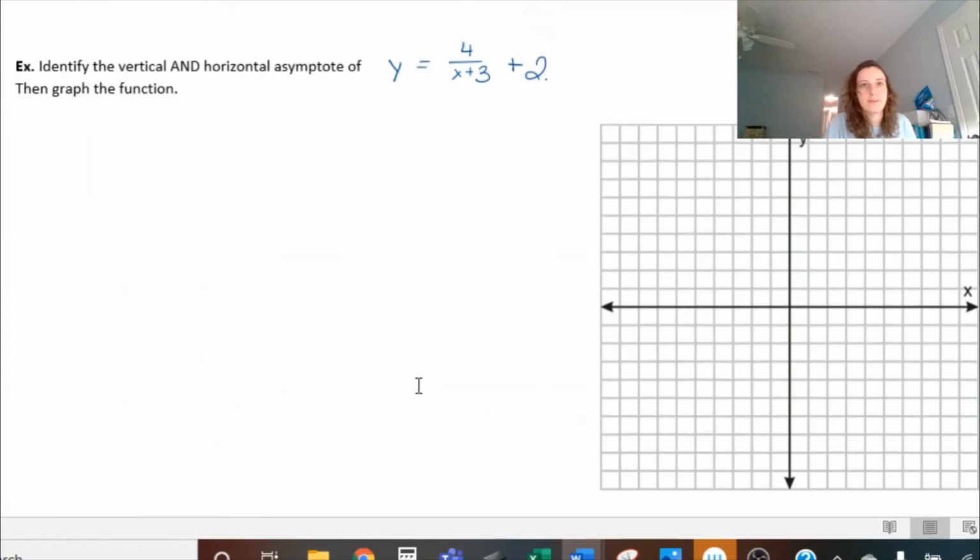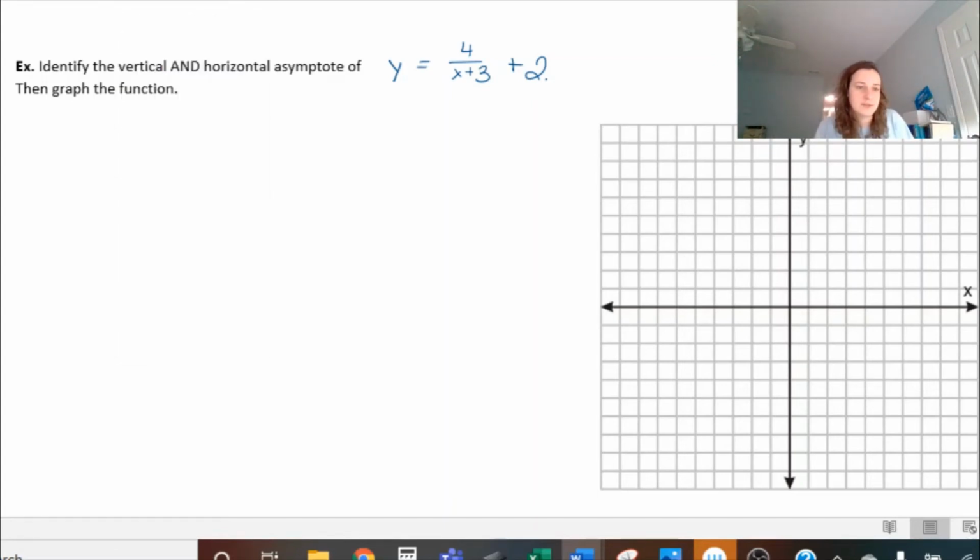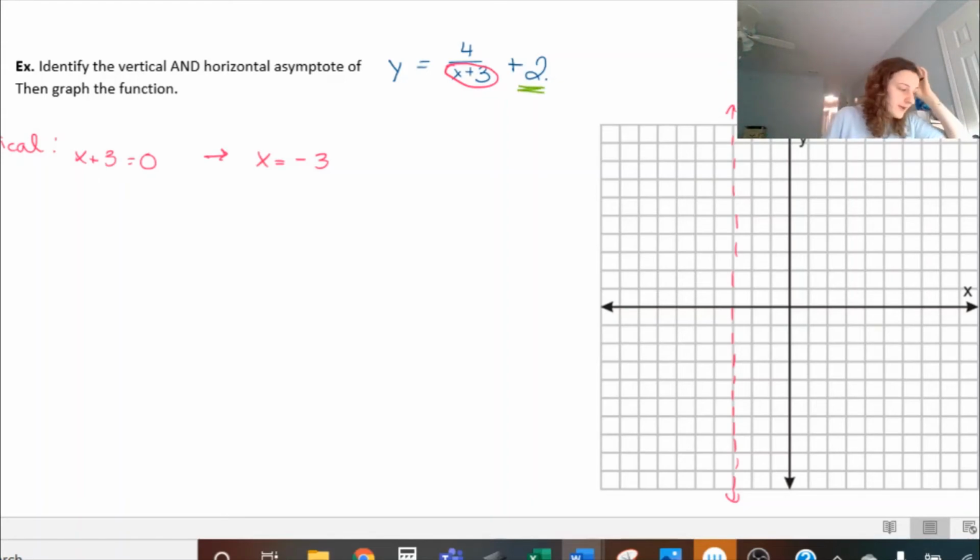This time we want to find both the vertical and the horizontal asymptote. So we can start again with the vertical asymptote, set the denominator equal to 0. So we take this here, x plus 3, set it equal to 0, which we already determined that x is equal to -3. So we can come over here and draw that same vertical asymptote, but notice here that I have something different. I have now added a +2 on the end. That's where we're going to find our horizontal asymptote.